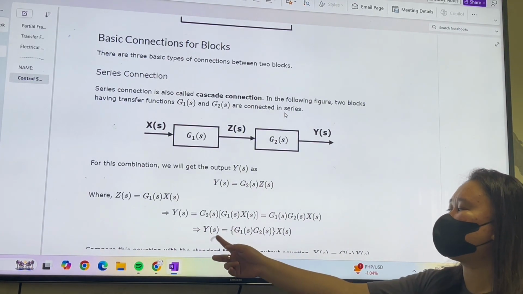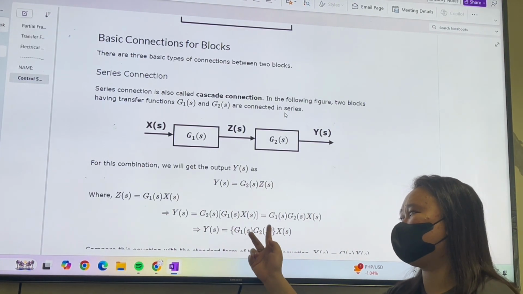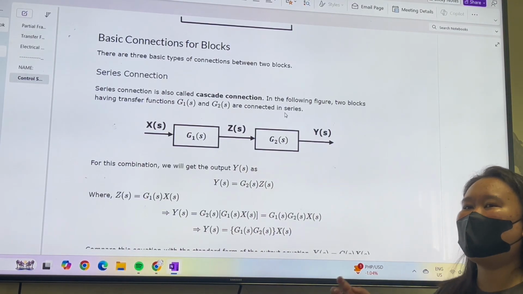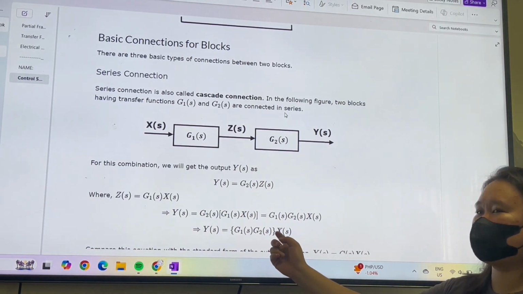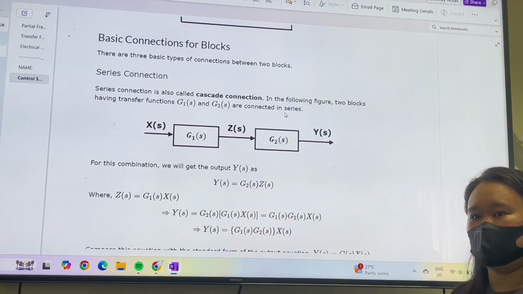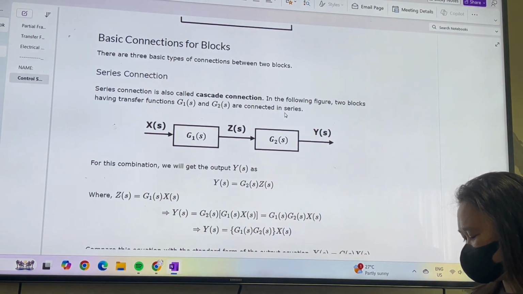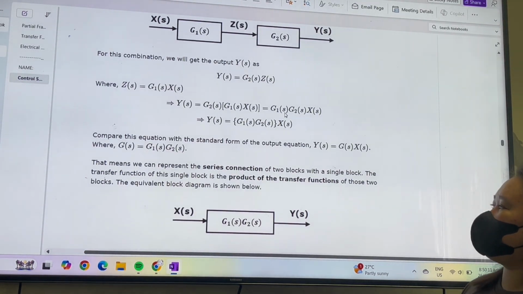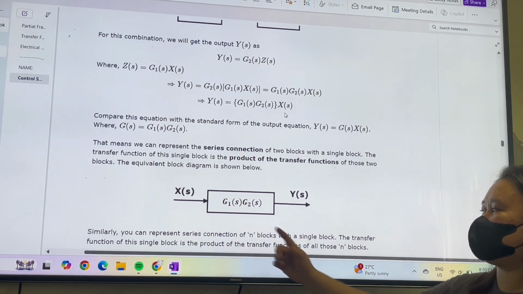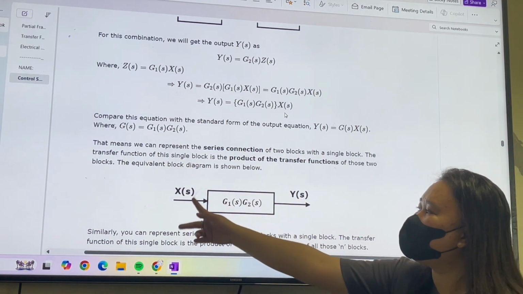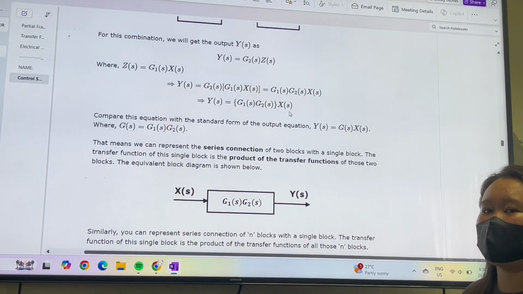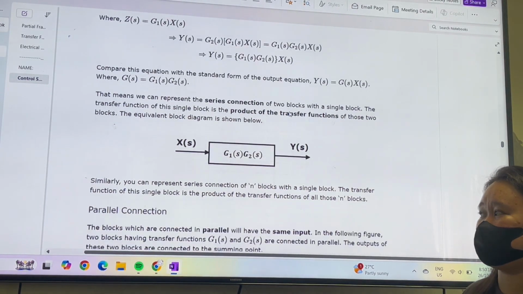But in your class, what they only did is to factor out the common G as one, because they are the same block. Next, we have here the series connection. Right? It's just multiplication. This is the equivalent block diagram of a cascade connection or series connection.